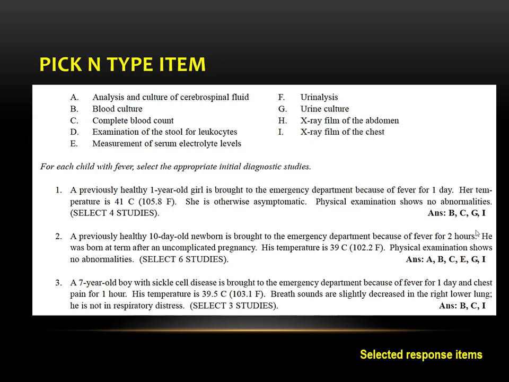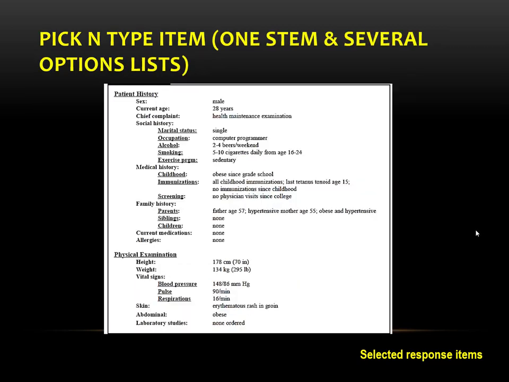This is called the pick N type, in which, for example, for the first stem, it is clearly written to select four studies. So this is called the pick N type. Now the pick N type items can have one stem and several option lists. This is a different type of pick N.